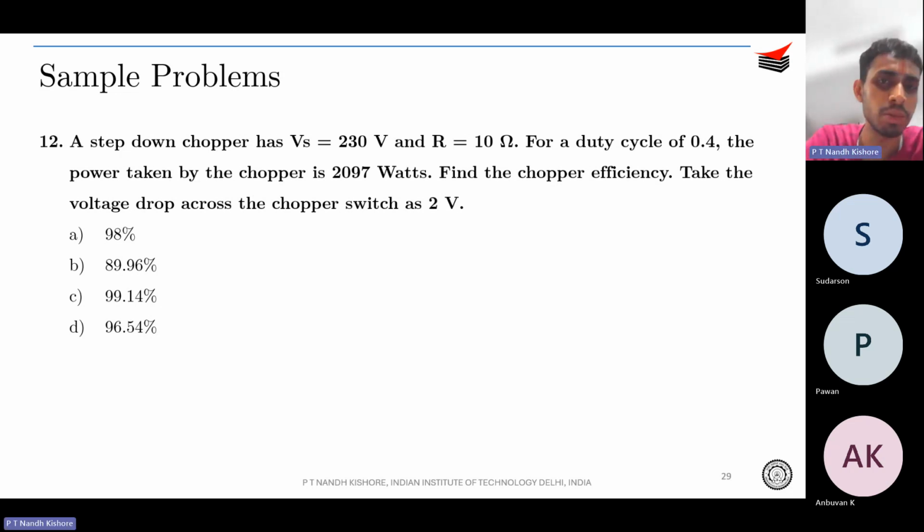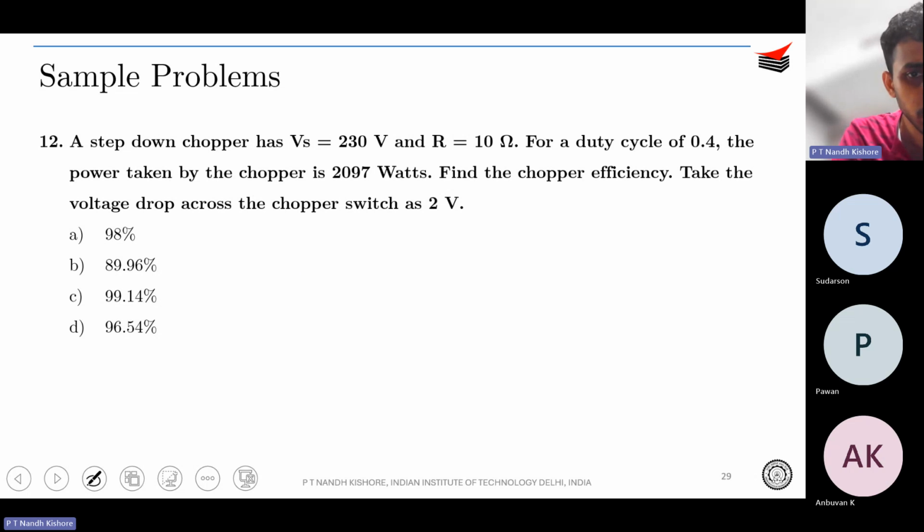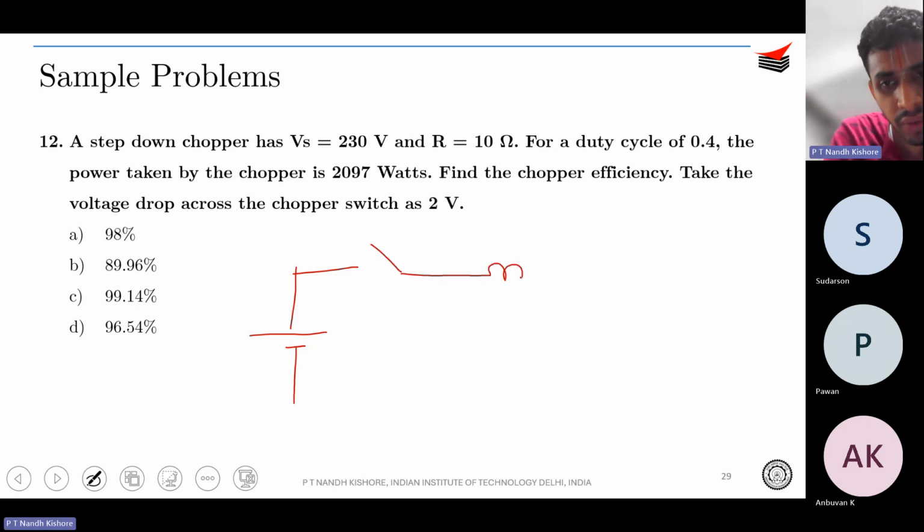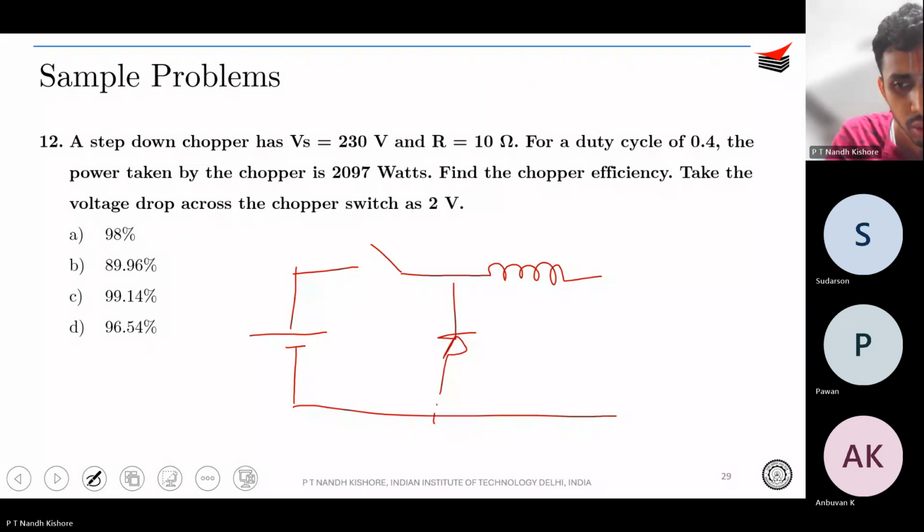Okay, a step-down chopper has Vs equal to 230 volts, R equal to 10 ohms. For a duty cycle of 0.4, power taken by the chopper is 2097 watts. Find the chopper efficiency. Take the voltage drop across the chopper switch as 2 volts. As I told earlier, if there is any question regarding this buck or boost, better you draw it. You have your switch over here, and then you have an inductor, and then you have the diode, and then you have a load.